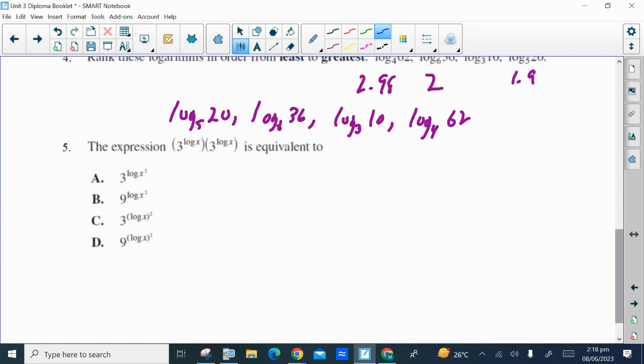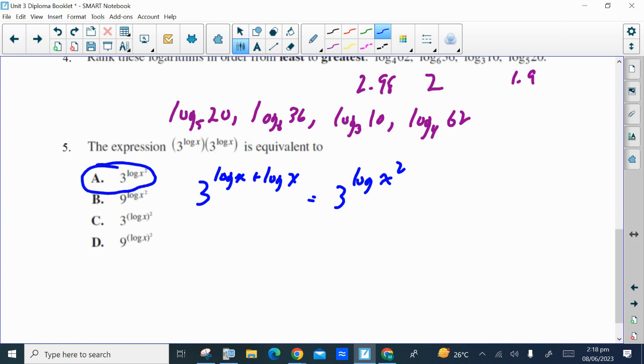Number 5, what is that expression equal to? Well, you're multiplying powers with the same base, so you would add the exponents and keep the base the same. Doesn't matter that the exponents are logs, you follow the rule. Now that's not one of the 4 choices we have. However, when you're adding logs with the same base, you can use the product law. This will be the same thing as 3 to the power log of x times x, or 3 to the power of log x squared. So that's why A was the correct answer.